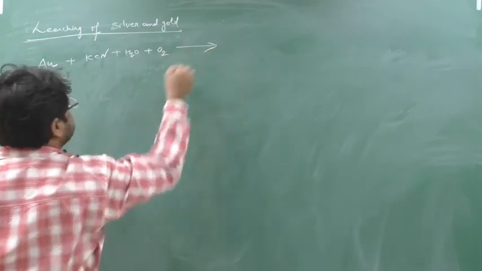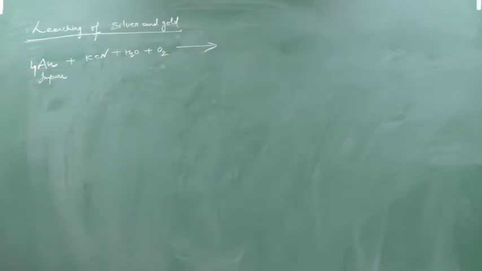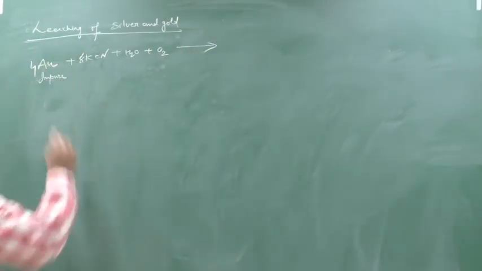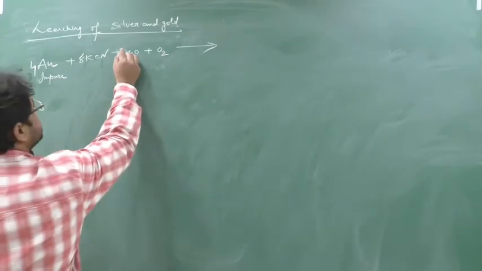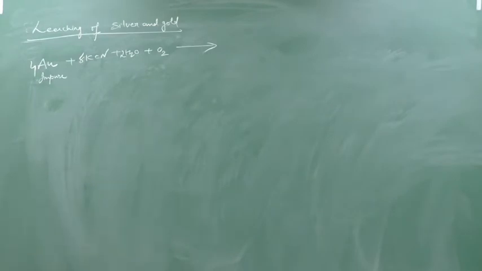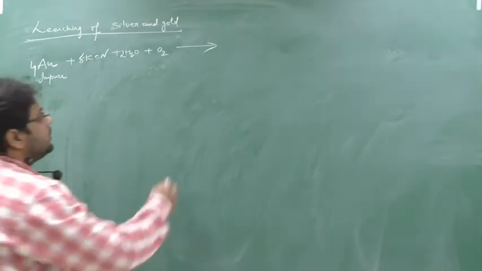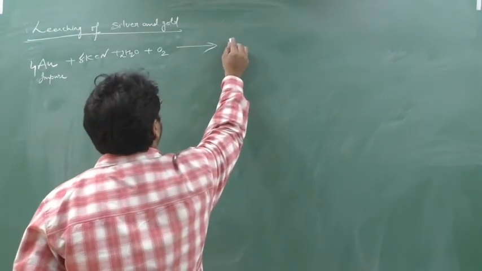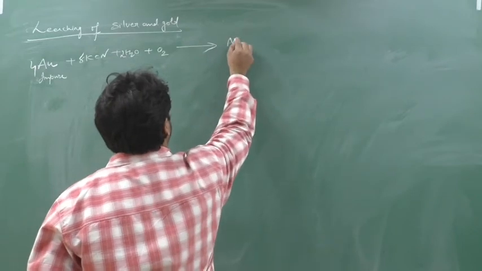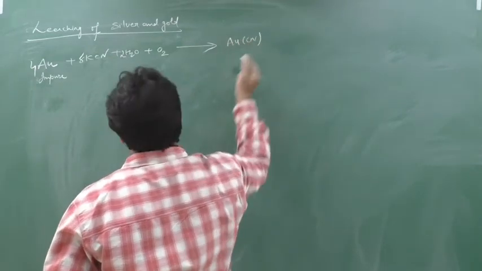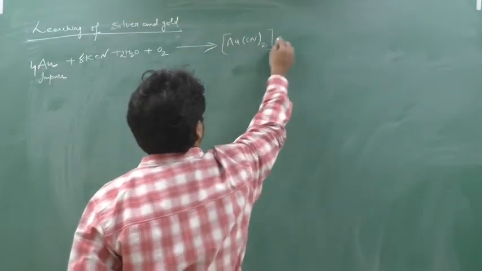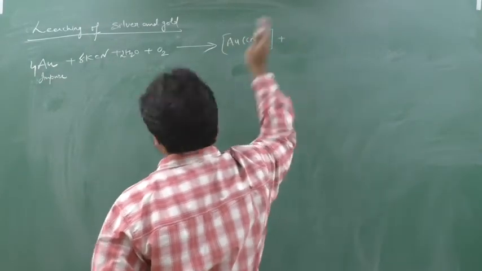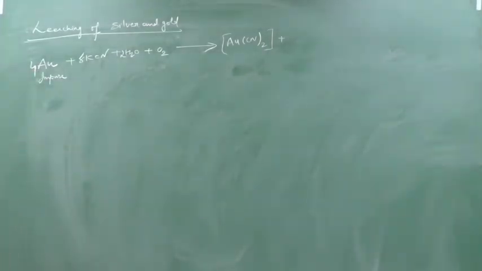Now what will happen here? 4 Au you have to use, 8 KCN you have to use, and 2 water you should use. Clear this part? On doing this, you will obtain one complex compound of aurum, that is KAu(CN)2, plus KOH. We will see now what extra things we will obtain. This much you have to remember. So this is the leaching of gold.